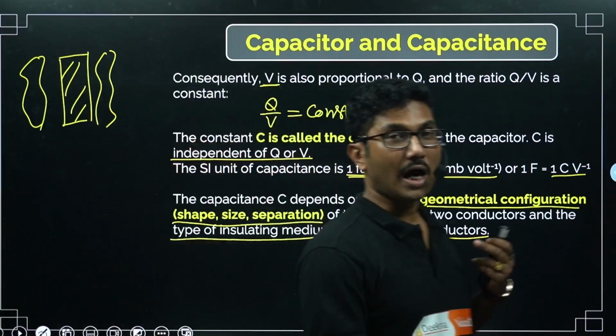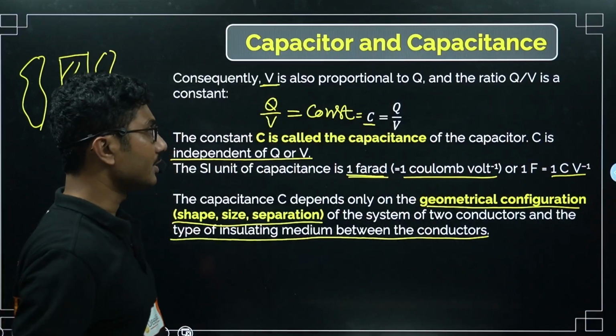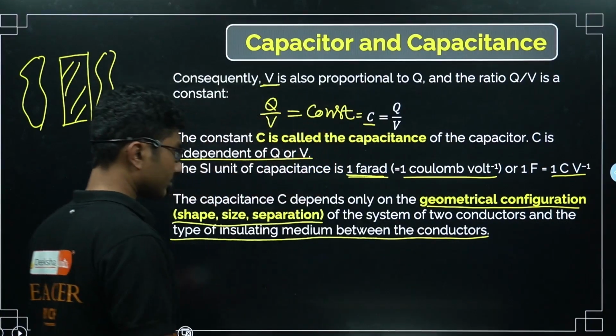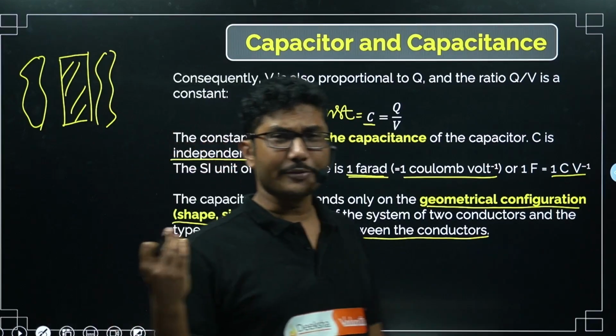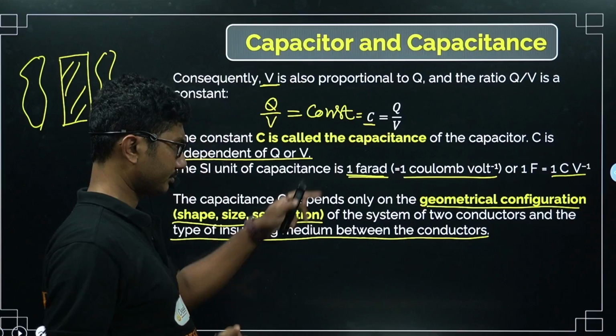Coulomb is also a very high unit of charge, because we know that the charge of an electron is 1.6 into 10 to the power minus 19 coulomb, which is very small, right? So commonly, what unit of charge do we use? We use microcoulomb, we use nanocoulomb.